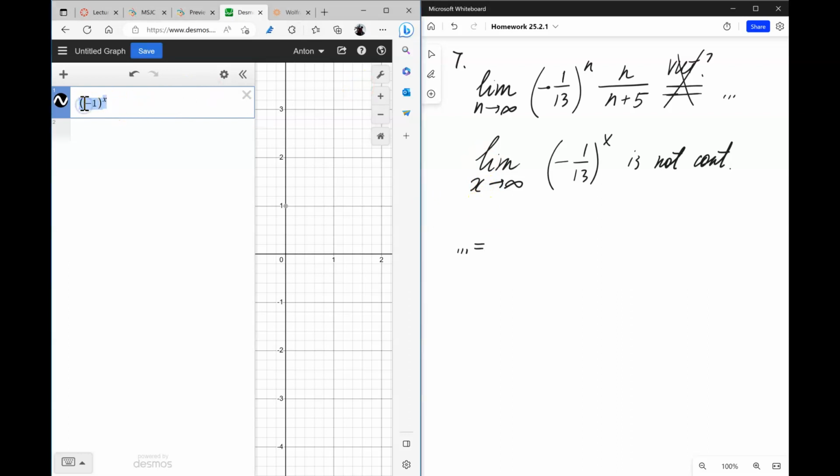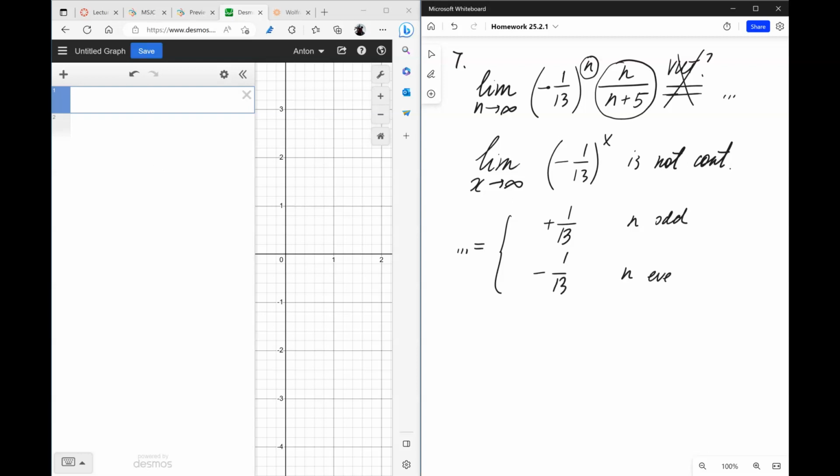So let's do it without a graph real quick, just to understand the behavior. As n goes to infinity, this component goes to 1 because it's just a rational function. Now, this simply tells you if it's plus or minus. So the whole thing will be plus 1/13 when n is odd, and -1/13 when n is even. Although 1/13 is close to 0, that's going to create this type of behavior. So if this is your 1/13, this is your -1/13, it's just going to be bouncing between plus and minus 1/13, and it will never converge. So the answer is the limit does not exist.